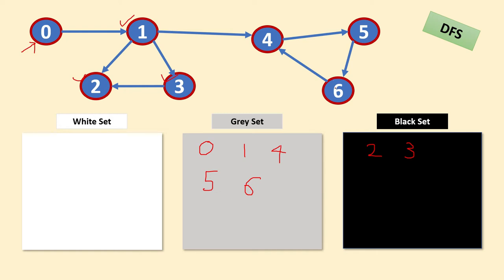Now from 6, where can we go? From 6 we can go to 4. But we have to check: is 4 not visited, or is it processed? No, 4 is present in the gray set. So here we can see 4 is present in the gray set. So that is the problem. If 4 is present in the gray set, which I am going to visit, that means obviously one loop is there.